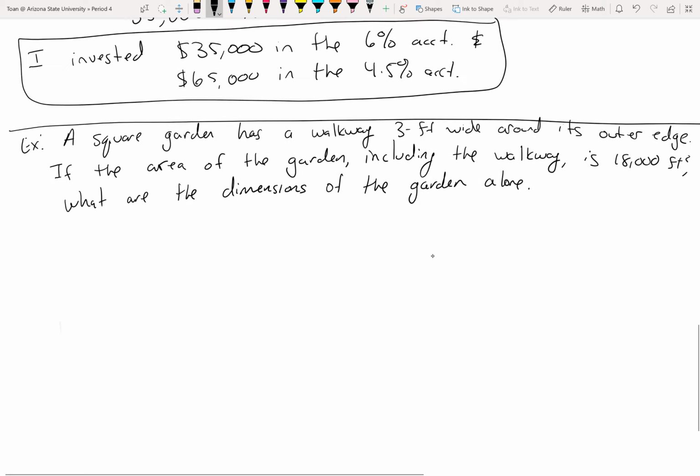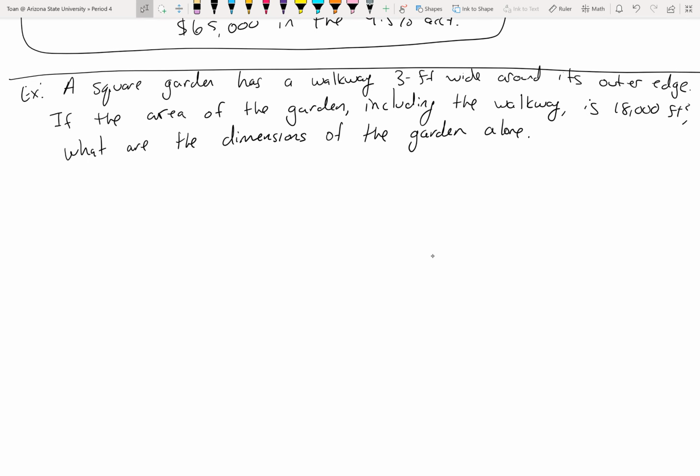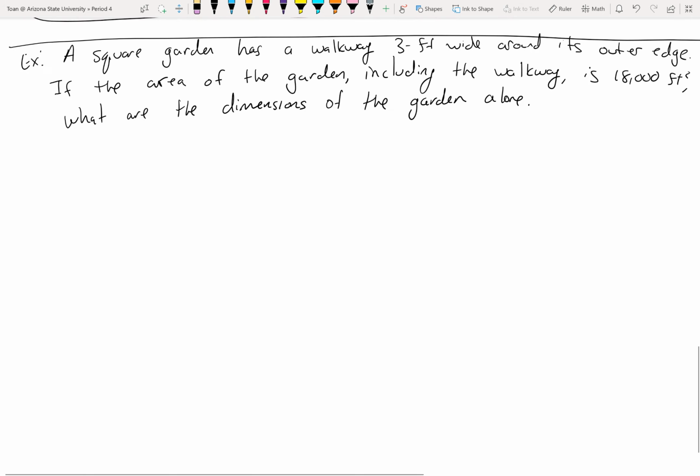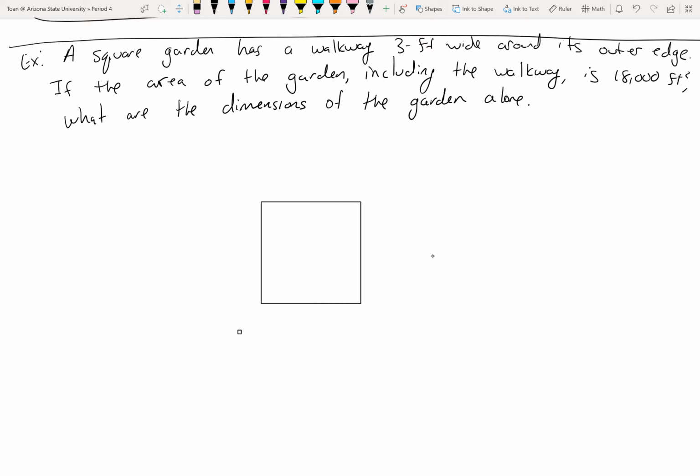As if I chose this example for a purpose, as if it wasn't obvious enough. A square garden. Gee, they gave me a geometric shape. Maybe I should draw this out. Who would have thought? So they give me shapes. I'm going to do a quick drawing here. Hopefully I can make it square-like. And then it says I have a walkway around it, so I need another walkway around this square.